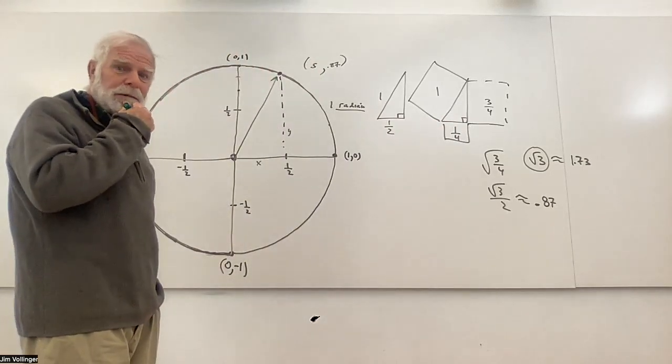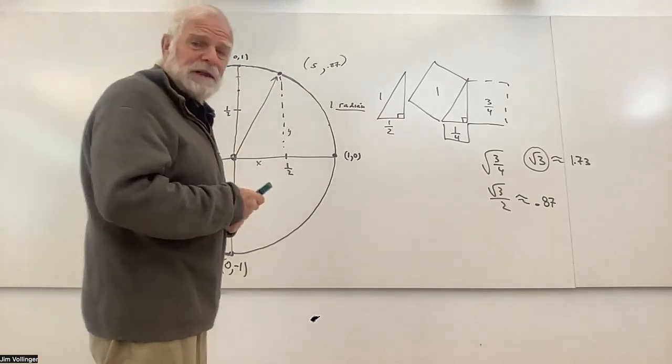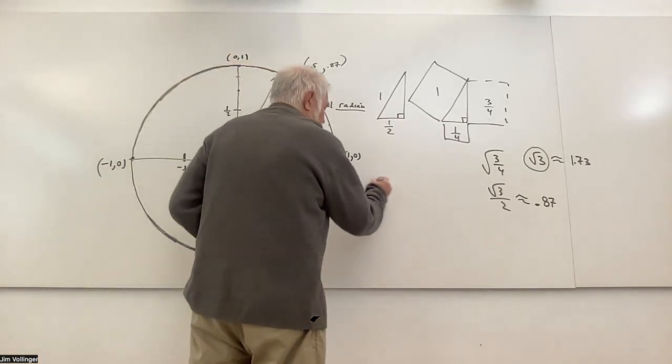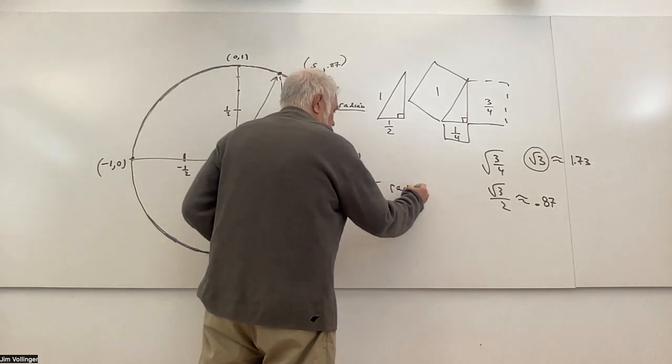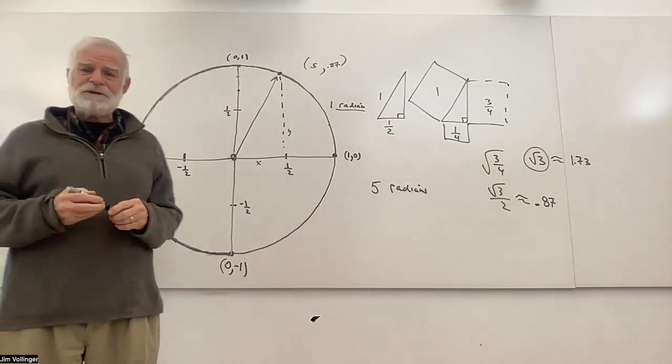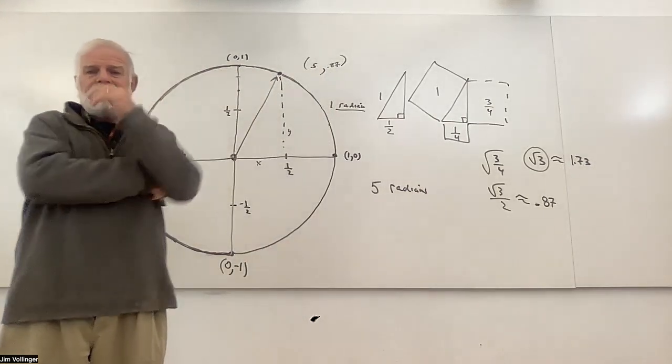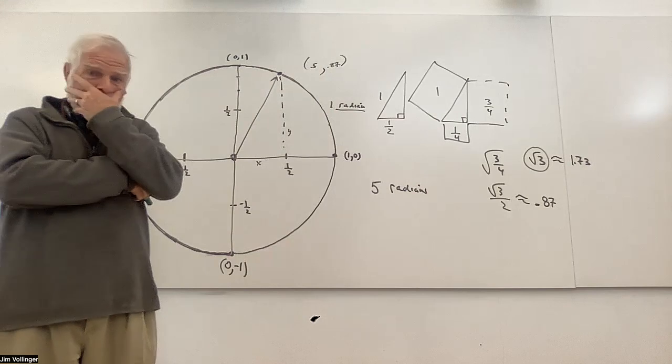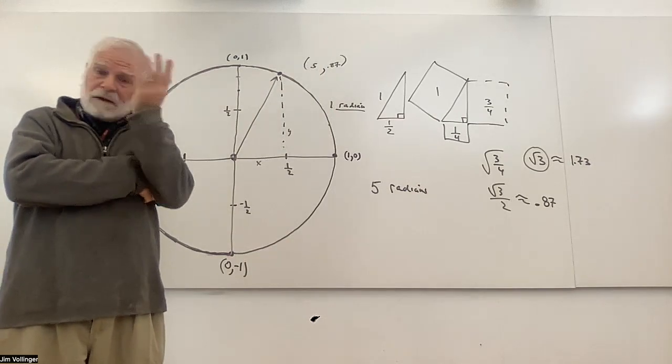Stern warning. So 5 radius lengths. There you go. 5 radians. What's the coordinate? Get an approximation. Pause the video, think about it. 5 radians. I'm just going to keep talking.